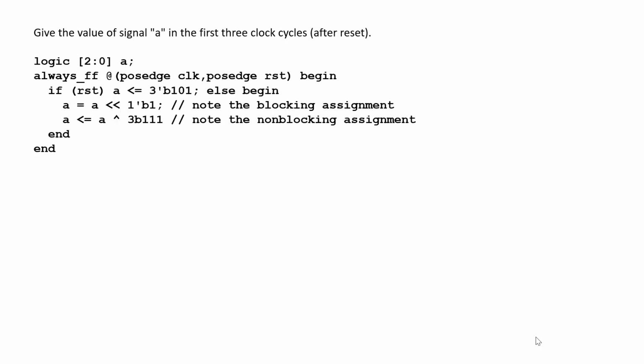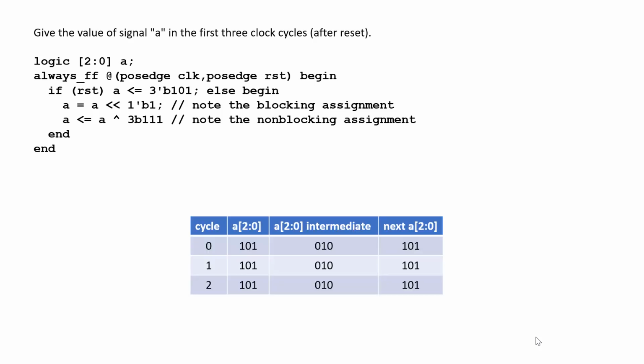Okay, give the value of signal A for the first 3 cycles. Similar question, so I just built a similar kind of table. We start out with A. A is a 3-bit signal. It starts out as 1, 0, 1. Now in this case, by the way, I realized after the fact that I didn't tell you in lecture the difference between these 2 different equal signs. So I ended up setting all the answers to correct. All of you should have gotten credit for this because I didn't actually cover this.